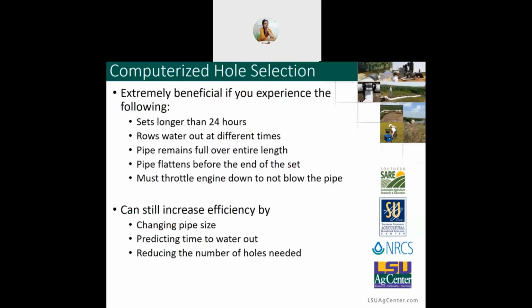Even if you don't have these problems, it can still be beneficial. For example, both programs will output an expected watering time, which means if you are supposed to irrigate for 12 hours, then it will tell you this will probably take about 12 hours to water out. And with that number, which may need some adjustment when you consider real world factors, it can help you plan when you need to go and shut off the well or switch an irrigation set.